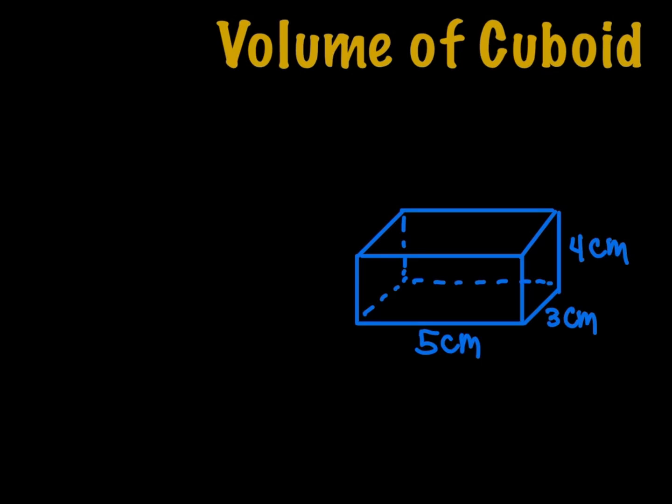To calculate the volume of a cuboid, if we have this cuboid with a length of 5 cm, width of 3 cm, and height of 4 cm, to get the volume we have length times width times height. And from the dimensions of this cuboid, we substitute L, or the length, which is 5 cm.